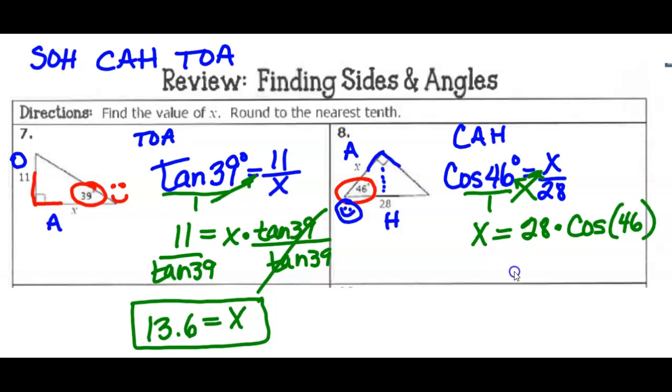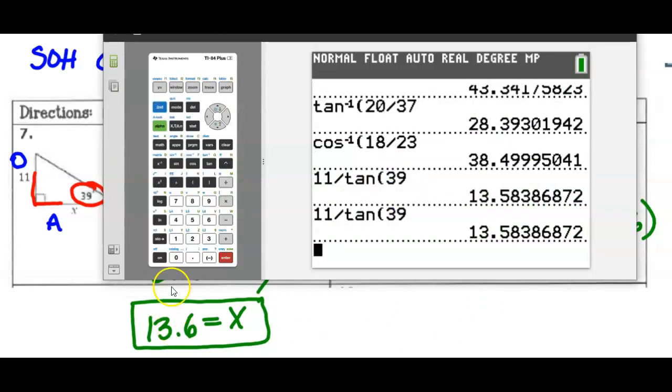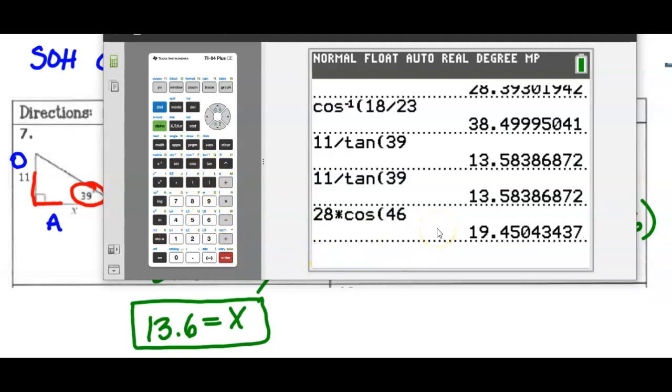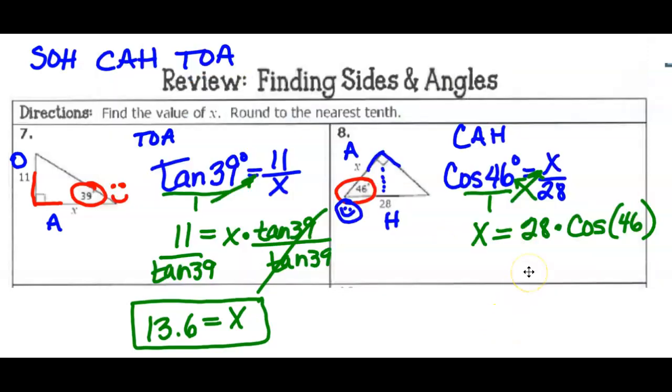So that's all we have to do is type 28 times the cosine of 46. You can close the parenthesis if you want, but as long as it's at the end, it won't matter. This will round to 19.5. So we have that the missing side, x, is 19.5 units long. And that should make sense because the 28 is the hypotenuse, and that should be the longest side. So it should be less than 28, and we got an answer less than 28.